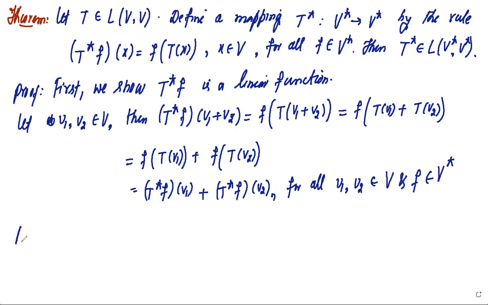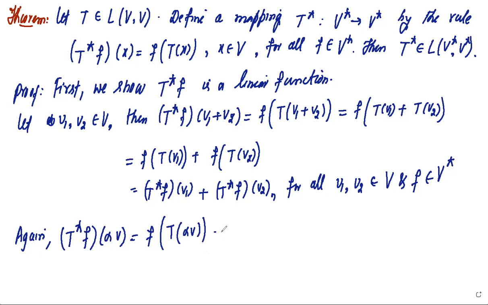Now again, we have this thing T star f of alpha times v. Now again by definition this is equal to f of T of alpha v. But now here we can use the fact that T is a linear map. So this is f of alpha T of v.